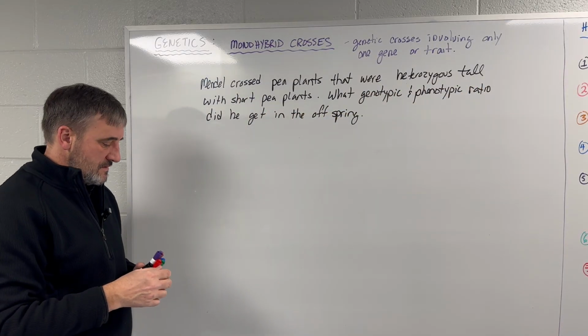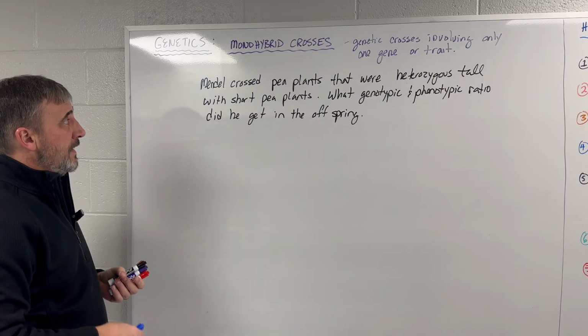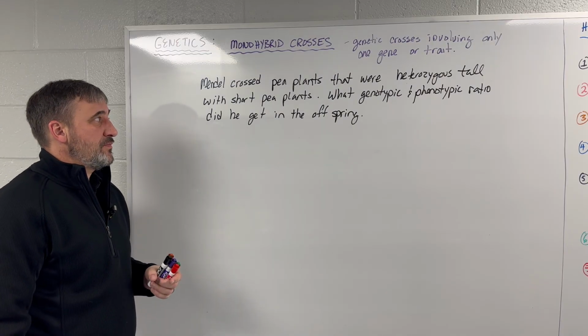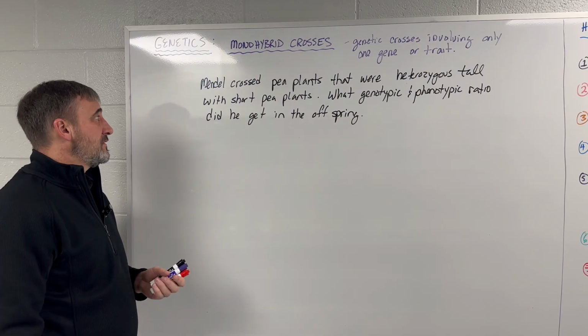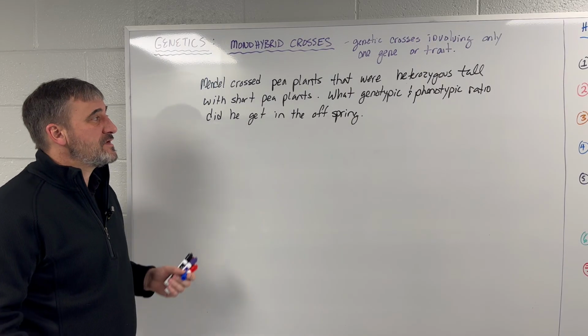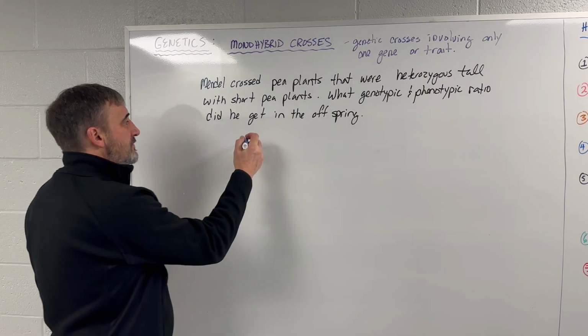Okay, so here's another typical problem. Mendel crossed pea plants that were heterozygous tall with short pea plants. What genotypic and phenotypic ratio did he get in the offspring? Is there enough information in the question? Well, let's see if we can figure it out.